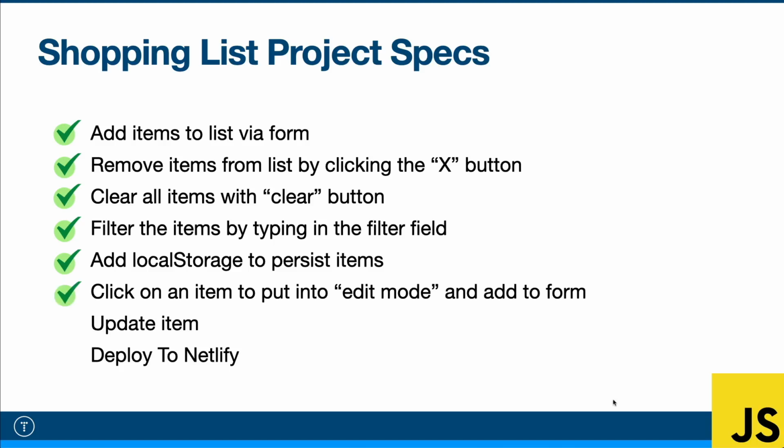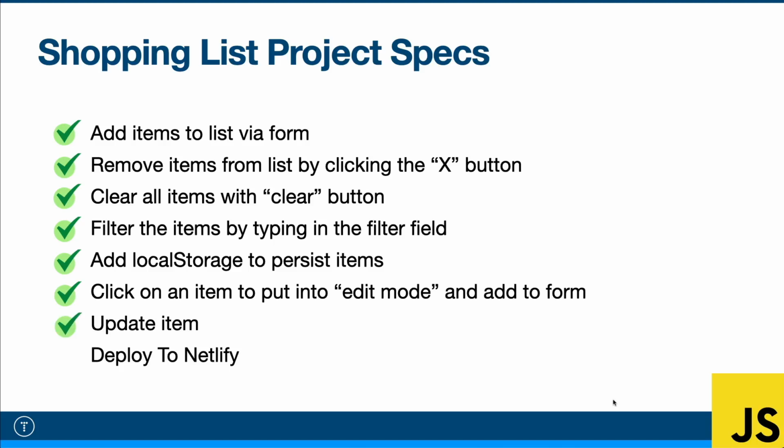Okay, then I want to be able to click on an item and put the app into edit mode. So if we click on like eggs, I want that list item to get lighter so we know that that's the one we're editing, and put that text in the text box and also update the button to say update. So basically we'll have an edit mode for the application.